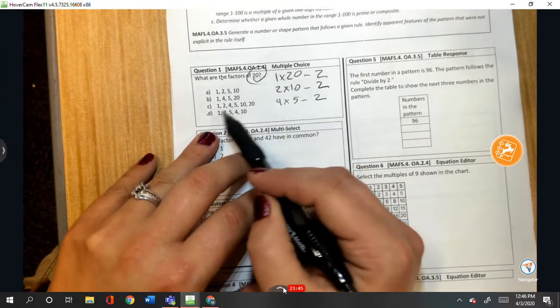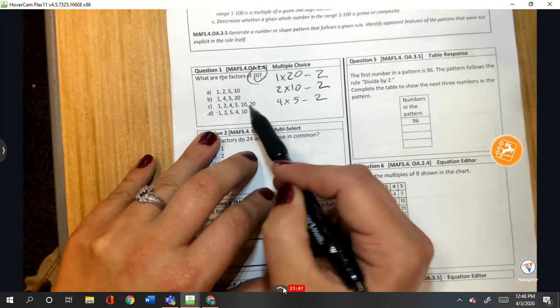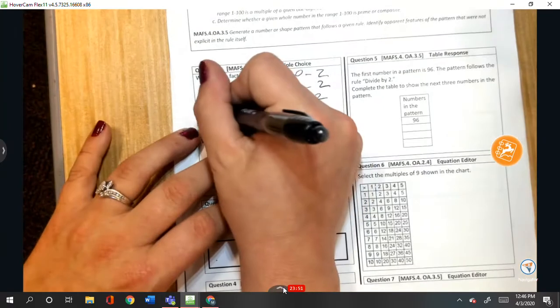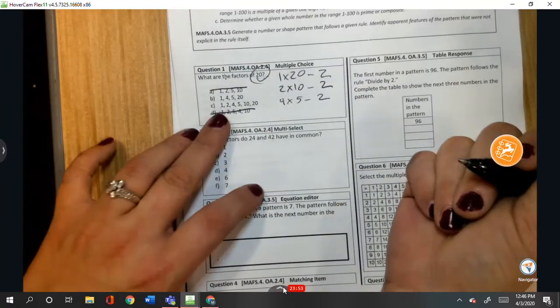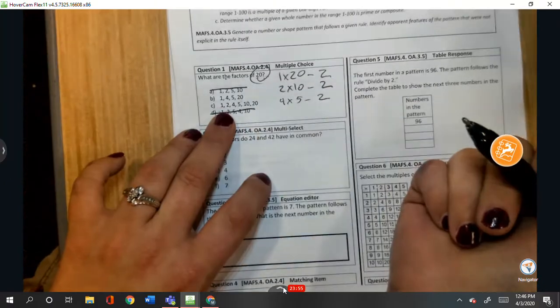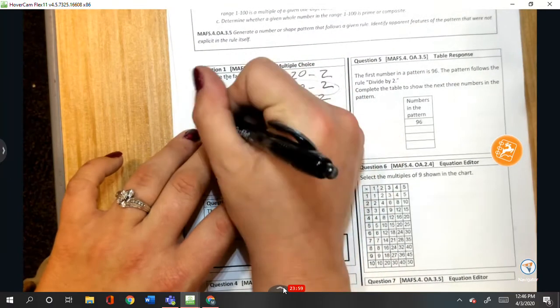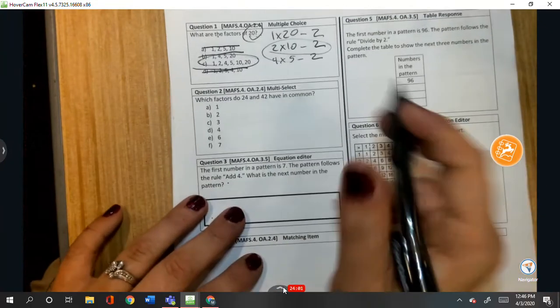We have 1 and 20. Oh, this was pretty easy because we already know that this one's not going to be it because it doesn't have 20. D's wrong too. And what's wrong with B? B doesn't have the 2 times the 10. So the answer is C.